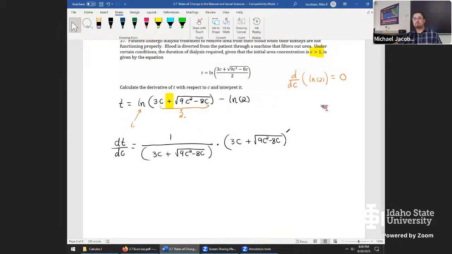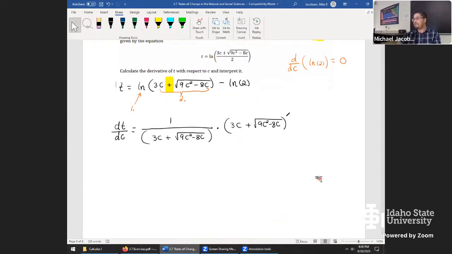No matter how nasty it gets, just keep on cranking through the computation and you will always get lots of partial credit, even if you did make a tiny mistake somewhere along the way. So let's keep on going with this one. Let's see how far we can get. The denominator is completely settled. Nothing's happening there, so we can leave it as 3c plus the root of 9c squared minus 8c.